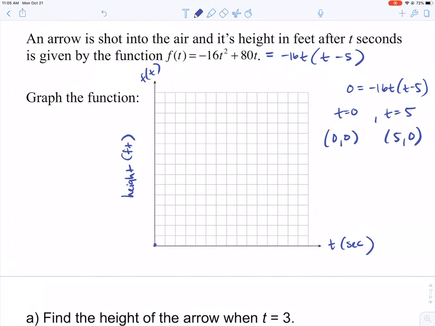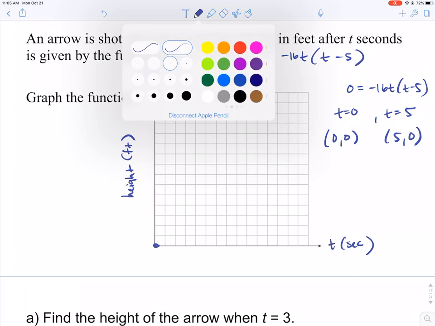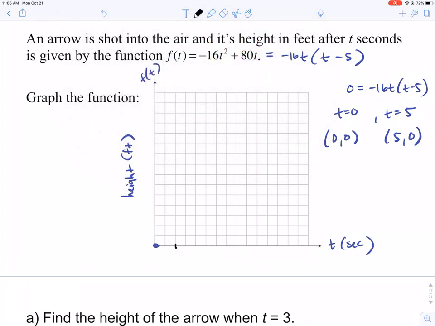So 0, 0, and then 5, 0 are intercepts here. So I'm going to go 1, 2, 3, 4, 5. And then hopefully you guys remember that that means that the axis of symmetry would have to be halfway between those 2 points. And the vertex lies on the axis of symmetry.